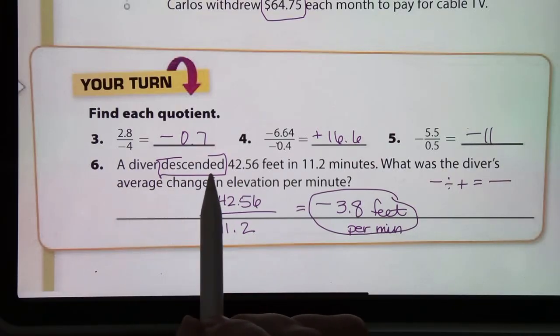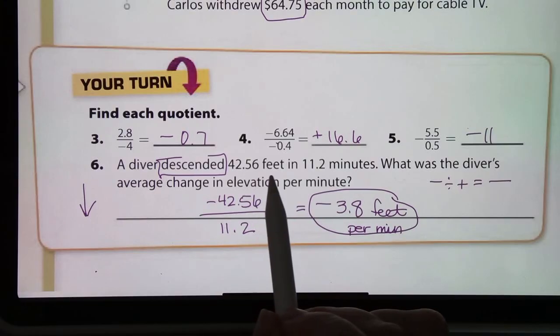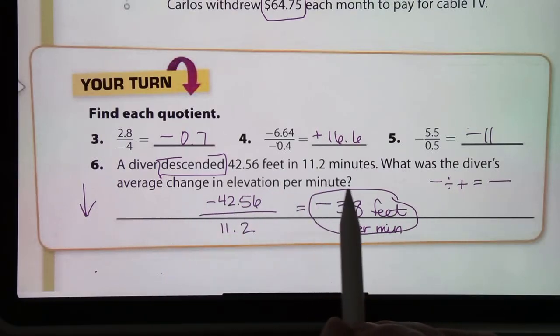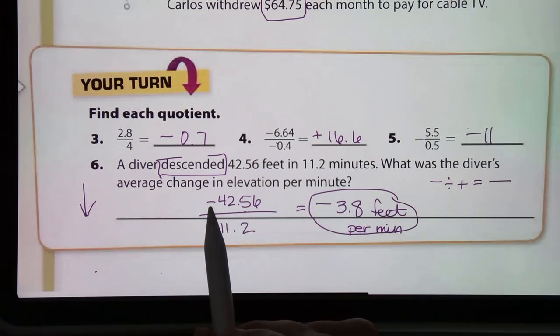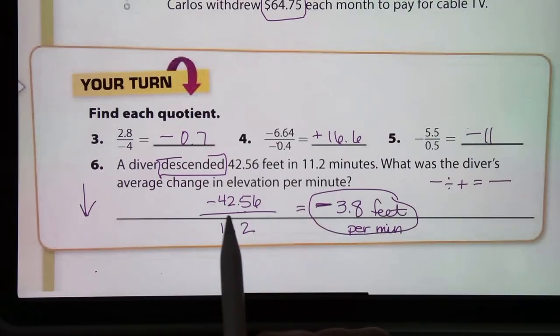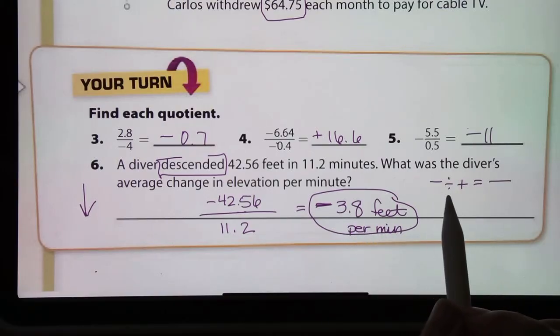A diver descended. That means he goes down 42.56 feet in 11.2 minutes. What was the diver's average change in elevation per minute? That's negative 42.56 divided by 11.2. A negative divided by a positive, so my answer is going to be negative, and 42.56 divided by 11.2 is 3.8. So my answer is negative 3.8 feet per minute. A negative divided by a positive equals a negative.